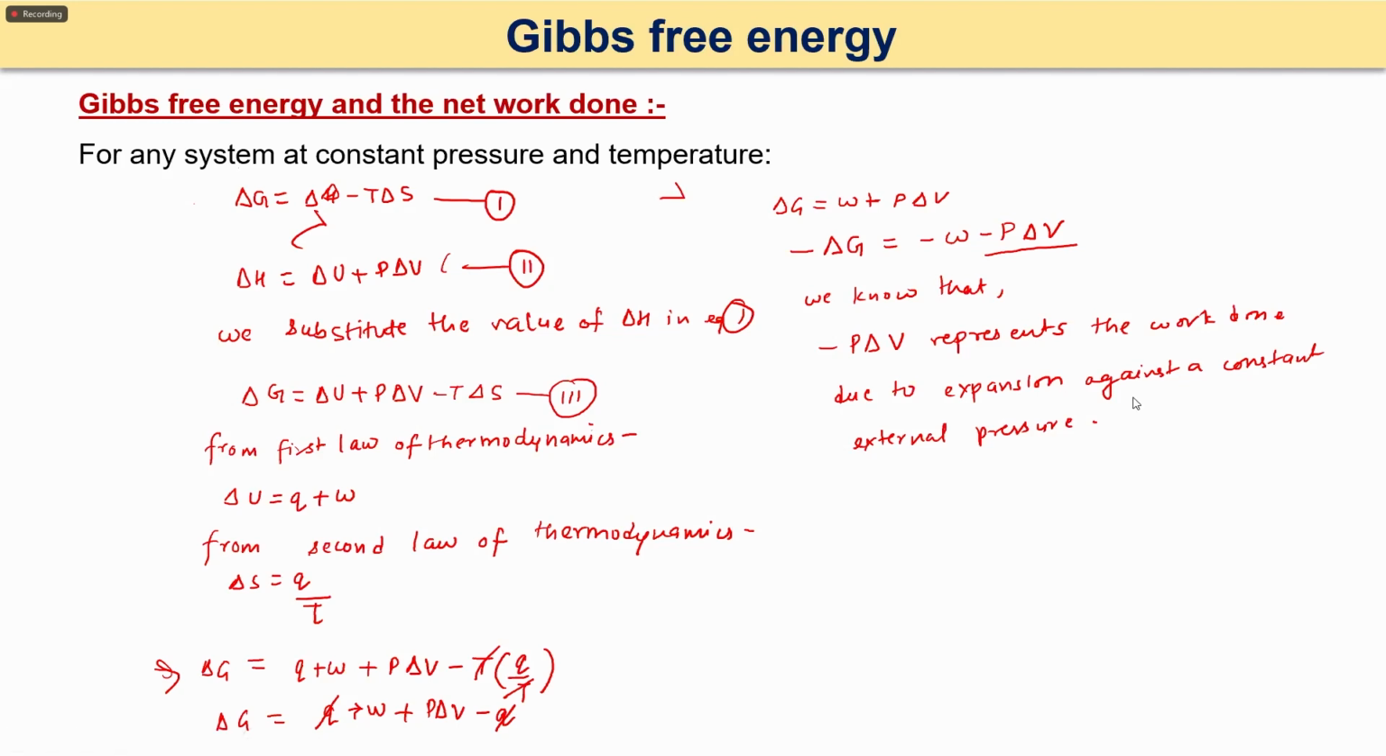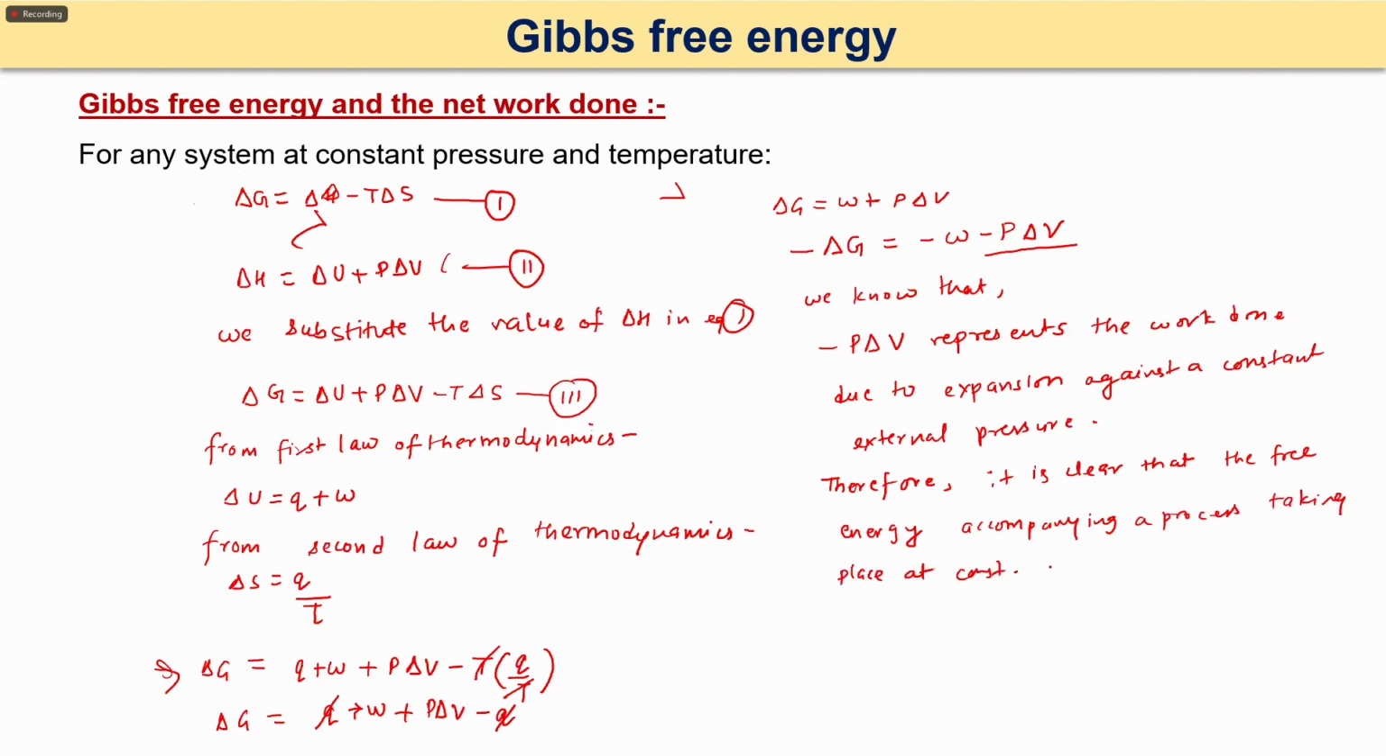So it is clear that the decrease in the free energy accompanying a process taking place at constant temperature and pressure is equal to the maximum work obtainable from the system other than the work of expansion. Okay, other than the work of expansion.